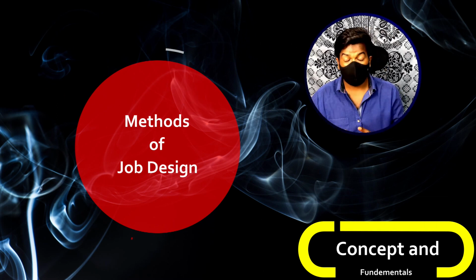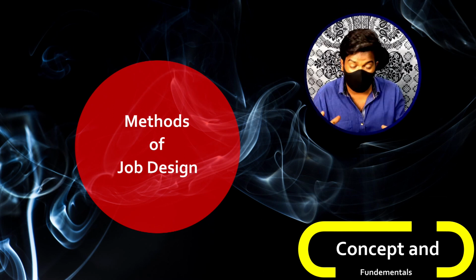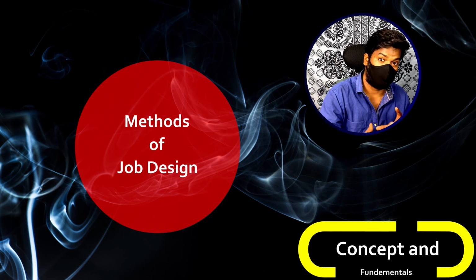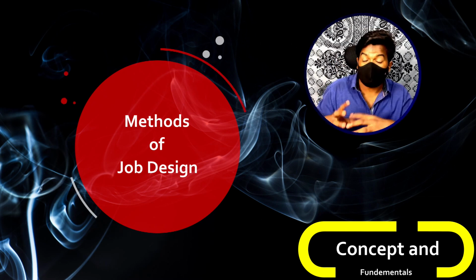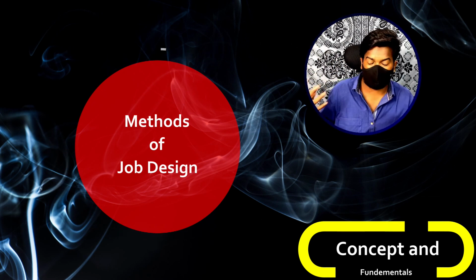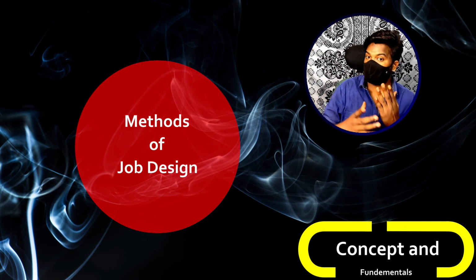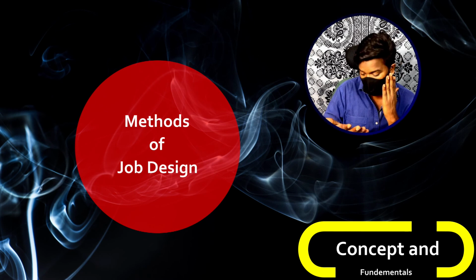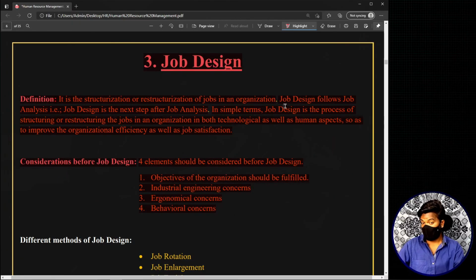That means we are going to look at different methods of how, in simple words, you bring a change in a job, or a change in how a job should function, which is different from the way it used to function. This is the topic called methods of job design. Now let's look at the theory, and we will also have an explanation with an example for every technique. So back to the theory, different methods of job design.